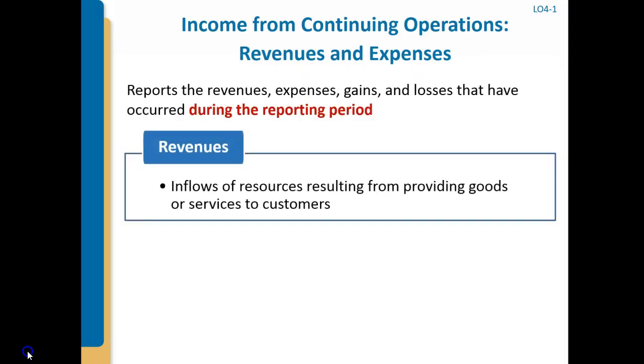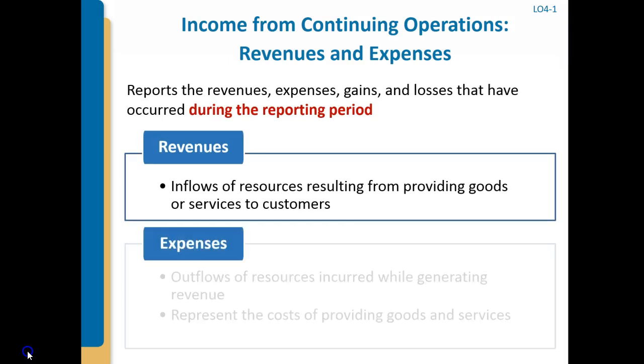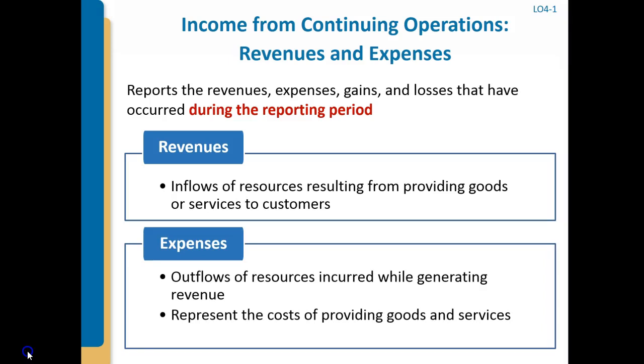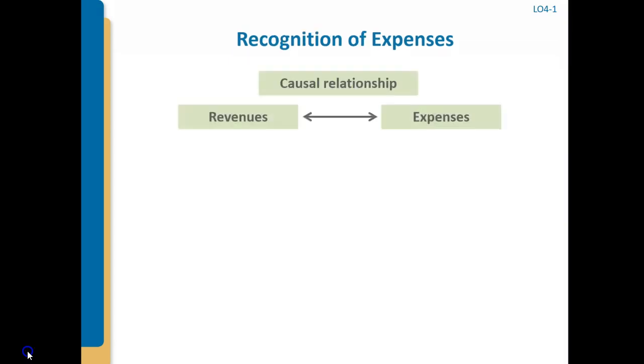Unlike the balance sheet, which is a position statement at a point in time, the income statement measures activity over a period of time. The income statement reports the revenues, expenses, gains, and losses that have occurred during the reporting period. Revenues are inflows of resources resulting from providing goods or services to customers. Expenses are outflows of resources incurred while generating those revenues. They represent the cost of providing those goods and services.